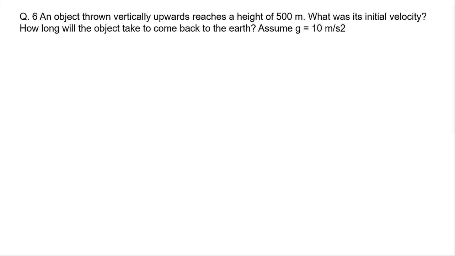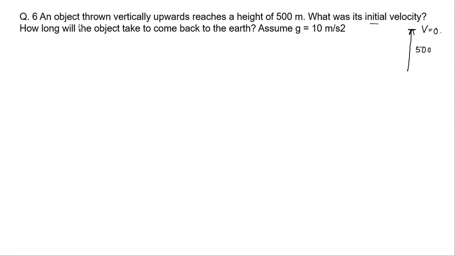An object is thrown vertically upwards, reaches a height of 500 meters. What was its initial velocity? So an object is thrown vertically upwards. It reaches a height of 500. On reaching the height here, that is 500 meters, its final velocity will become 0.